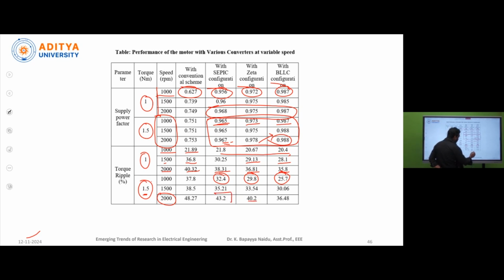And at the rated speed of 2000 RPM and rated torque of 1.5, it is 43, 40.2 and 36.48. Okay, from this table, what are the main observations? Anybody can tell? Here, power factor is improved. But coming to the torque ripple, compared to the conventional control configurations it is less, but we have to reduce the torque ripple further. That is the main challenging task.